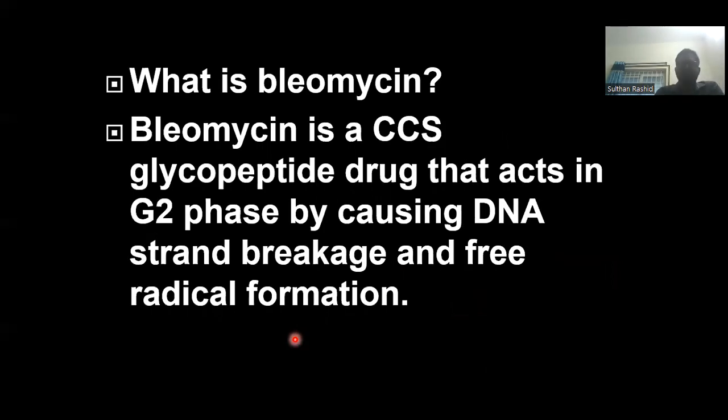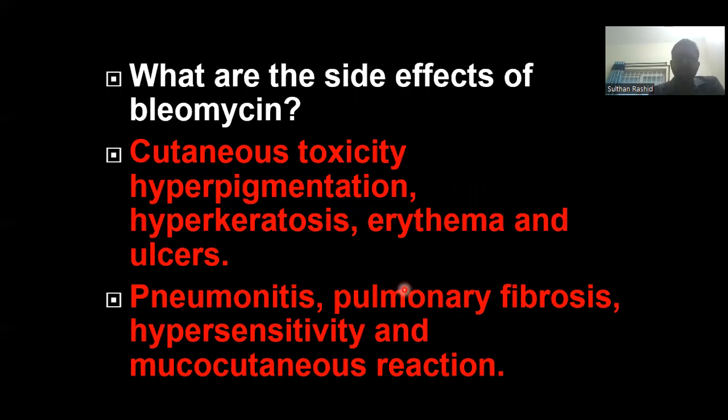Now we are going to discuss bleomycin. I told you, out of all these anti-tumor antibiotics, bleomycin is the only CCS, cell cycle specific. It acts only when the cells are proliferating. It acts in the G2 phase by causing DNA strand breakage, and it also leads to free radical formation. Because of the free radical formation, it mainly affects two areas: skin and lungs.